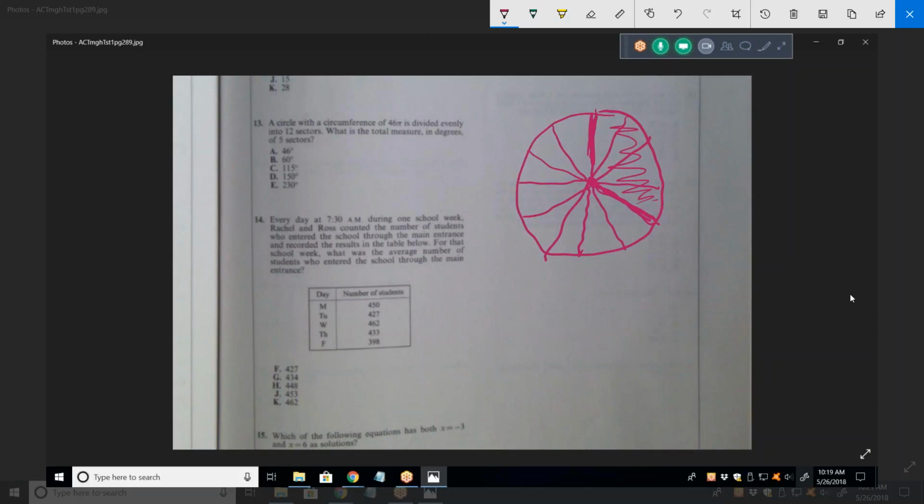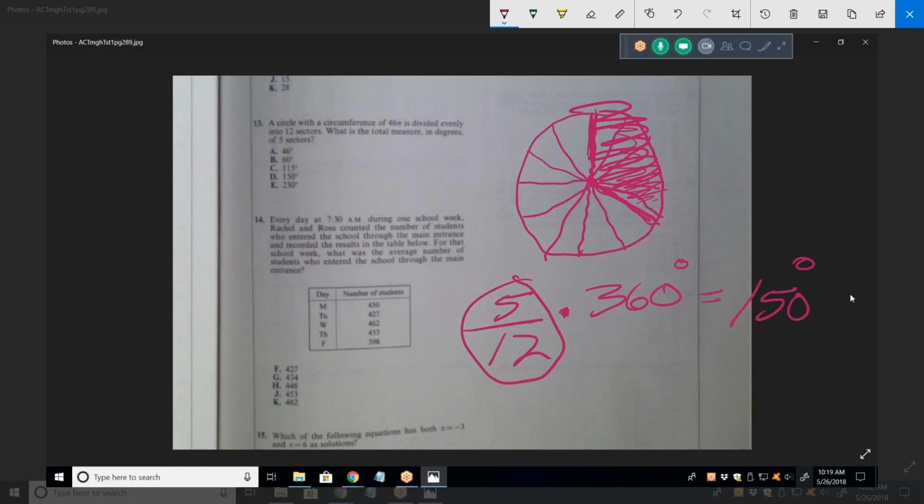What's the measurement if I went around the whole circle? 360. Okay, what's the answer to this? 60. No, conceptually, what part of this circle are we looking at? The shaded part. Which is what fraction? There's 12 sectors. We're looking at 5. 5 out of 12. 5 over 12. We're looking at that fraction of the circle. And now when I do that math, 30 times 5 is 150. That's the easiest way to do it.